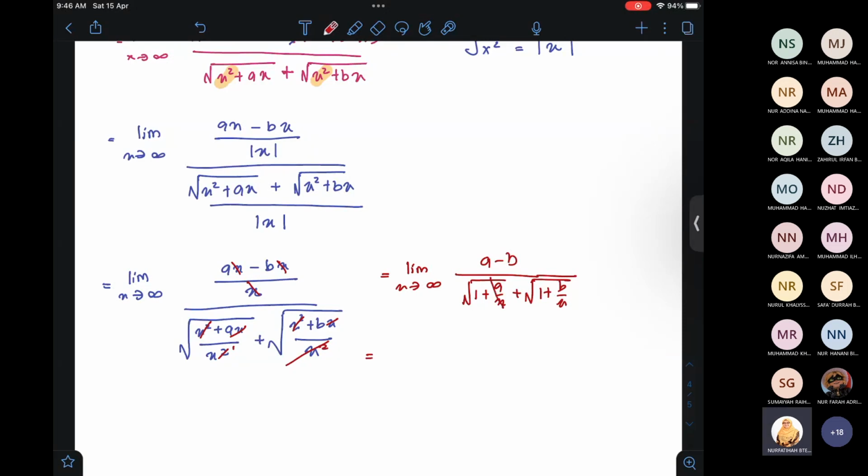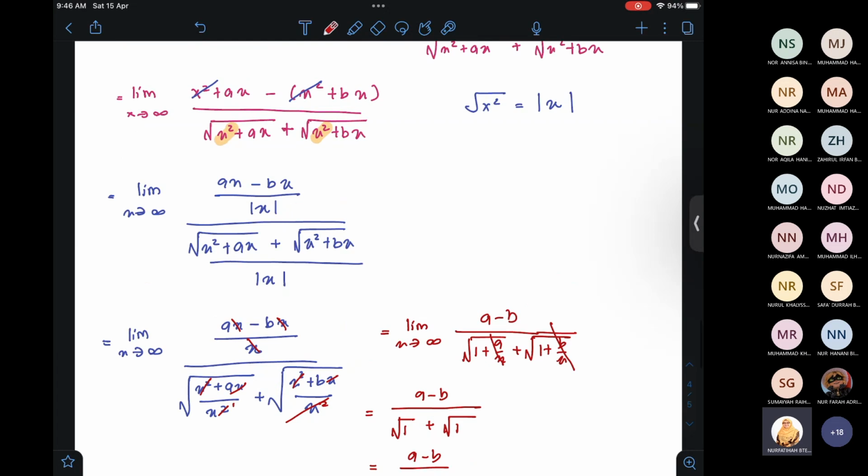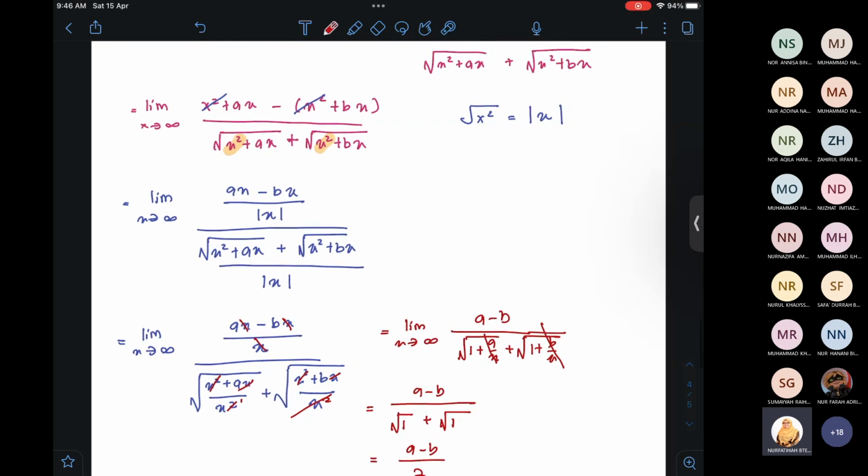So A over infinity is zero, B over infinity is zero. So you are just left with A minus B over square root 1 plus square root 1. So square root 1 is equal to 1. That means we will get A minus B over 2. Okay. So this is the answer for number 10. Okay. So did you get it? I'm asking. Good. Is there anyone who doesn't understand this radical?